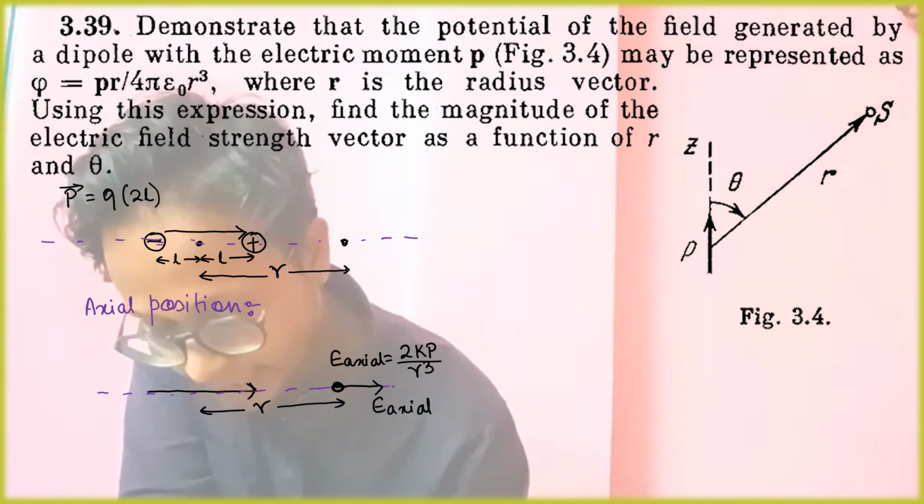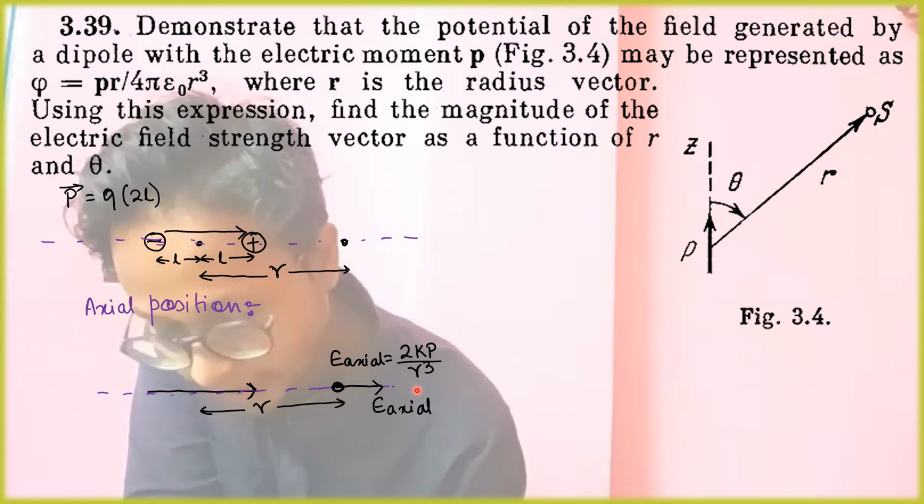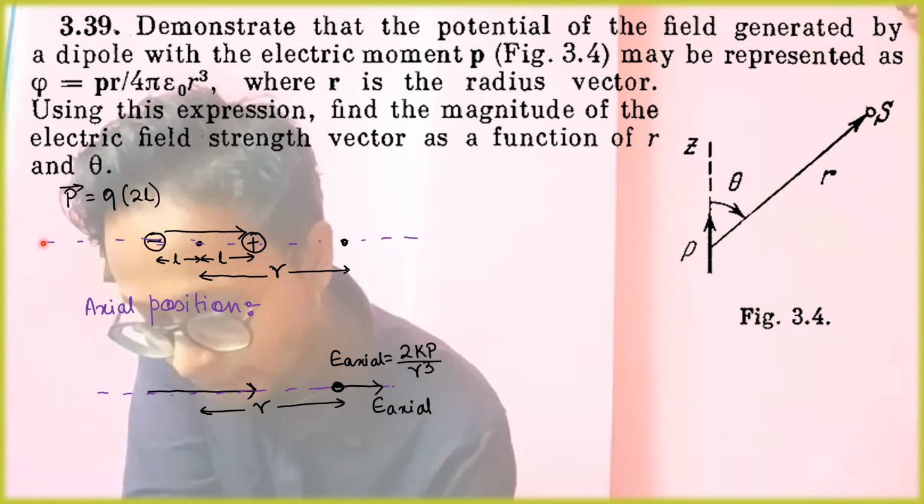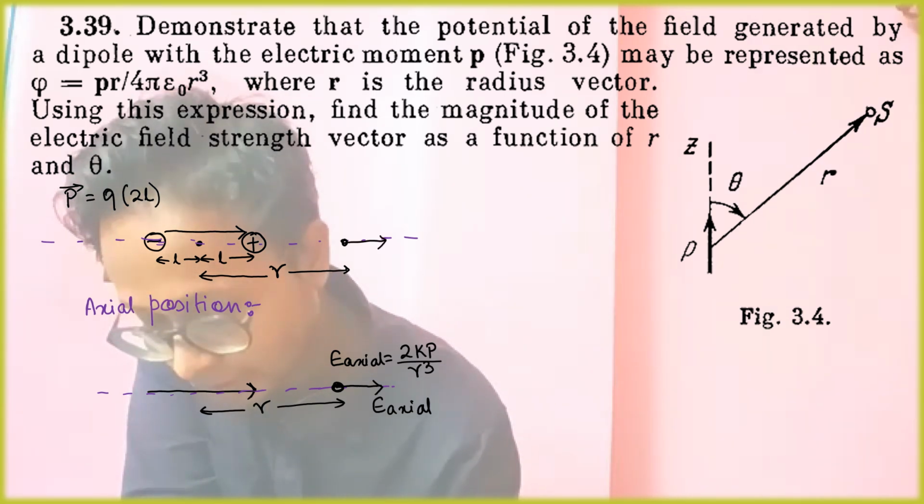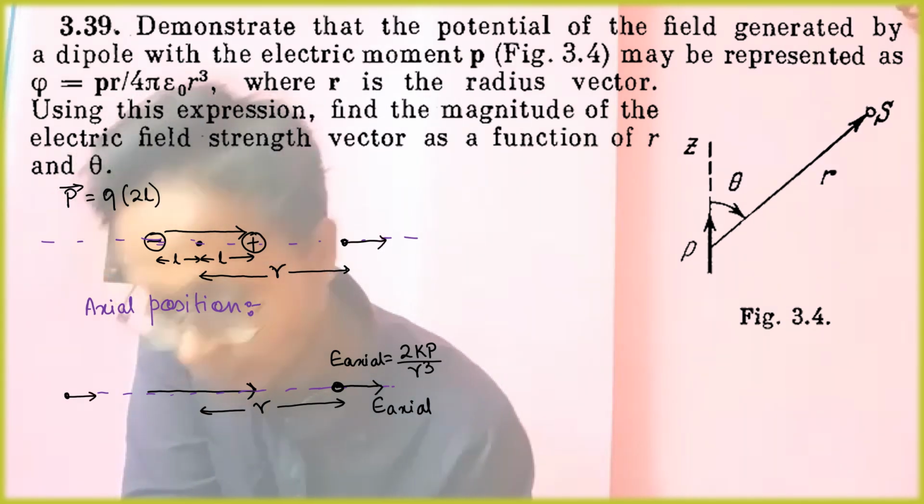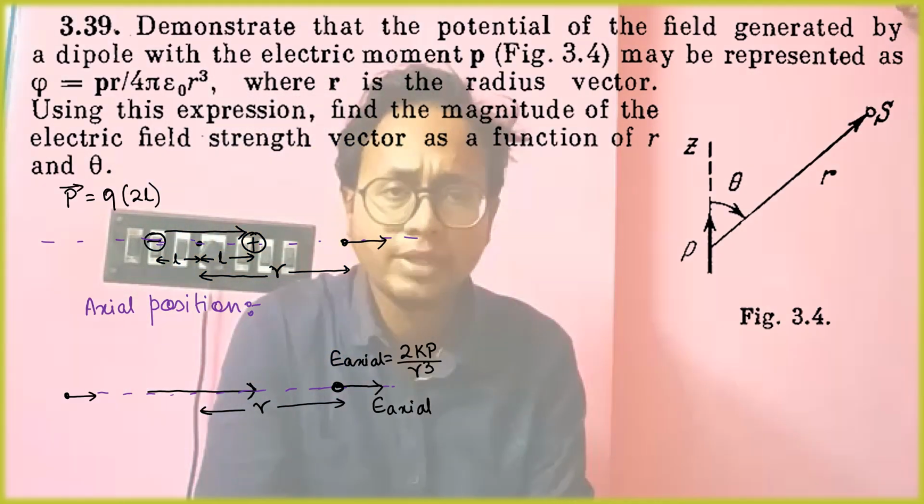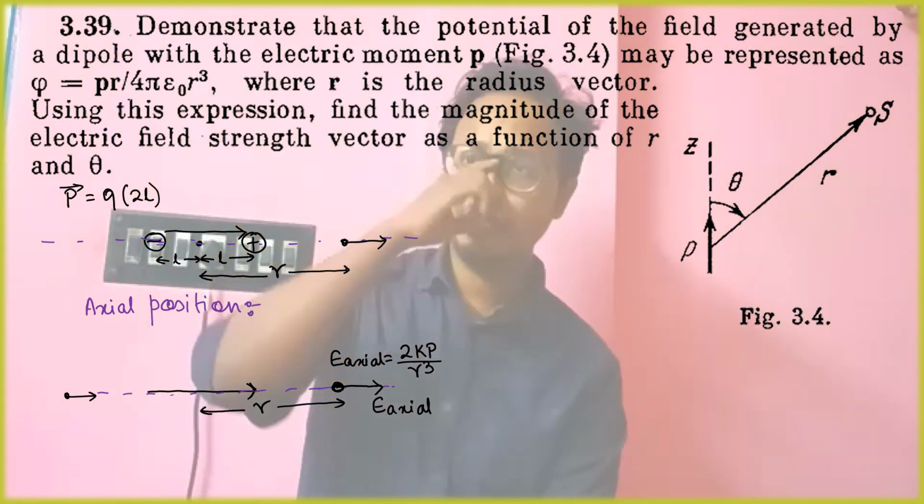That means E axial will be 2kp by r cube in this direction. It doesn't matter whether you find the electric field out here or out here. The direction of the electric field will always be along the direction of the dipole. Out here also the electric field will be in this direction. The derivation is also already done in your classes.